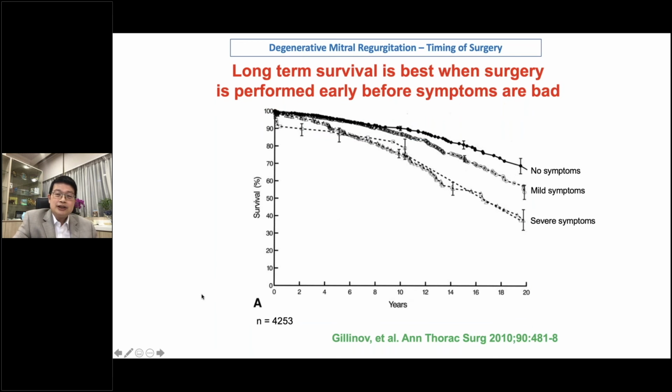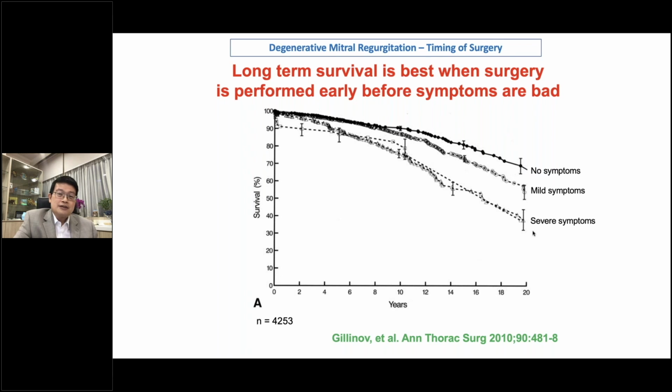More recently, we now know that the earlier we do the surgery, the better the outcomes for the patient. This is a study from the Cleveland Clinic, where they've demonstrated that in patients who have mitral valve surgery when they are asymptomatic, when the diagnosis of severe mitral regurgitation has been made, their 20-year survival is a lot better compared to patients who wait until they develop symptoms before they have surgery. And if they wait until they have severe symptoms, when they're in NYHA class 3 or 4, then their 20-year survival is not as good.